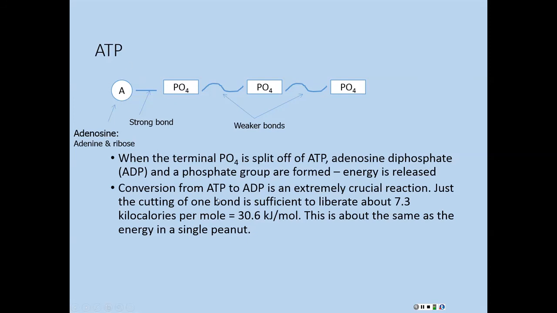So the conversion from ATP to ADP is extremely crucial, as I say. It releases a whole lot of kilocalories per mole. Again, a chemical number. I'm not asking you to know that. I'm just trying to put it into perspective. So a single bond energy is about the same amount of energy as in a single peanut.